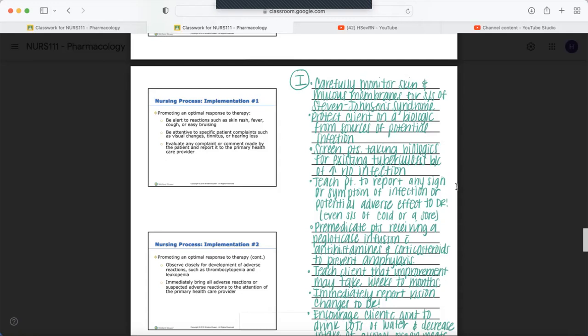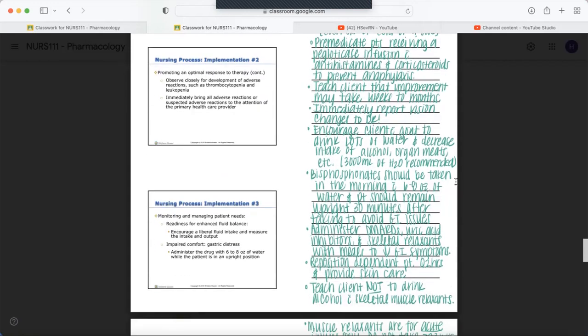We also want to pre-medicate our patients that are getting an IV pegloticase infusion with antihistamines and corticosteroids, because we know anaphylaxis or allergy is a common response to this medication. So we pre-medicate them with something like Benadryl or a steroid like prednisone or Solu-Medrol, or methylprednisolone, right, to decrease their reaction. We might not go into a true anaphylaxis, and they may be able to get the benefit of the infusion without the adverse reaction. Teach your client that improvement may take weeks to months, so don't get discouraged just because it's not happening right now. Immediately report any vision changes to the doctor.